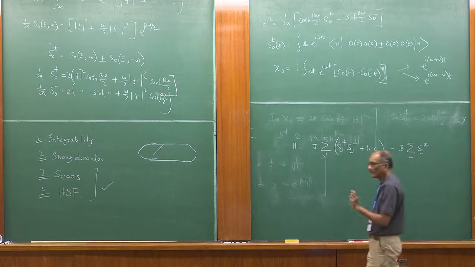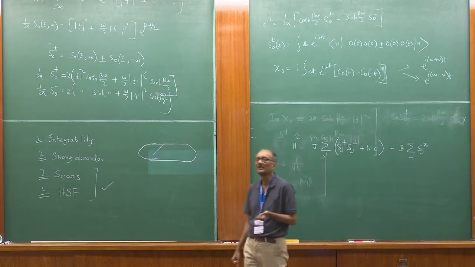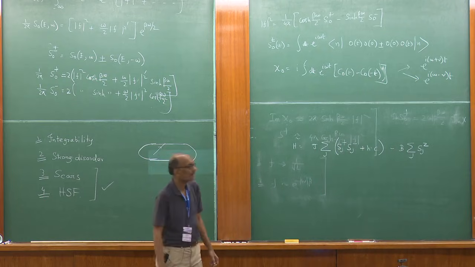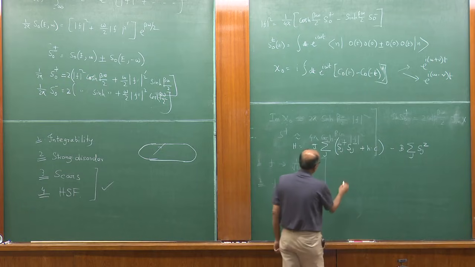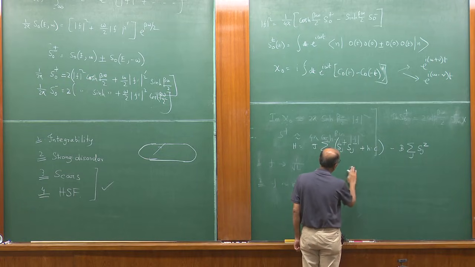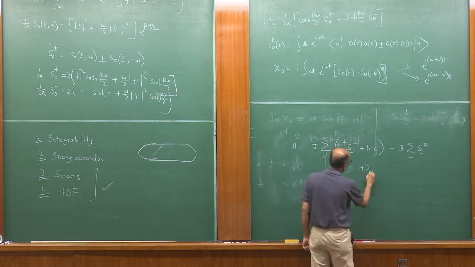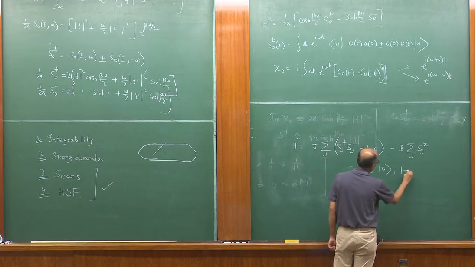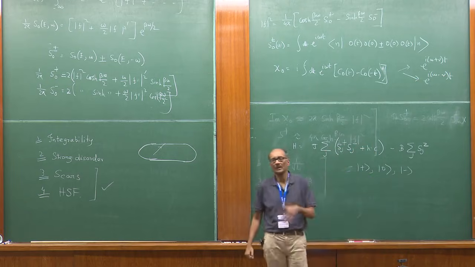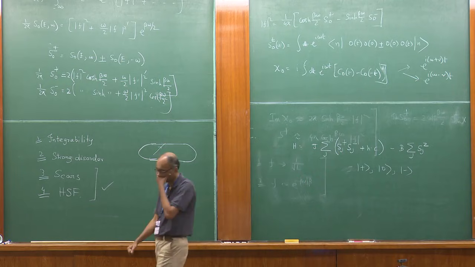So on-site, there are 3 states per site, and these are given by eigenstates of Sz, and I'm going to call them plus, 0, and minus. That's the plus 1, 0, and minus 1 eigenstates of Sz.